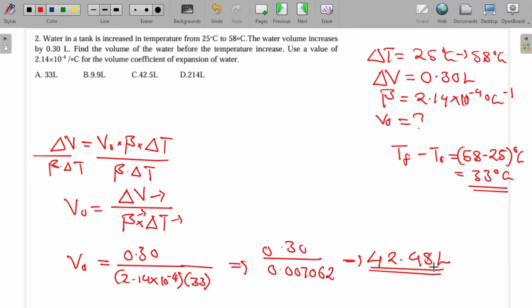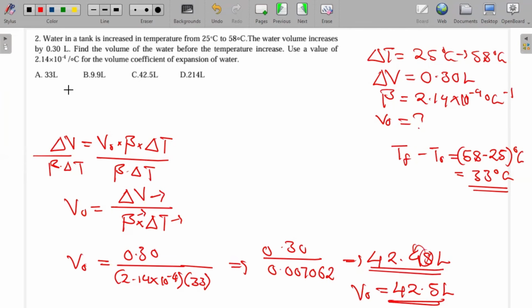42.48 liters. If I round off my answer correct to one decimal place, this is 8, so that means the 4 is being rounded up to a 5. So basically, my initial volume will be equal to 42.5 liters. So that is my initial volume.